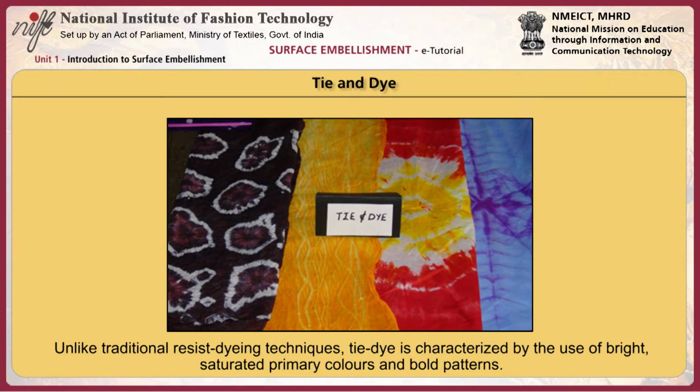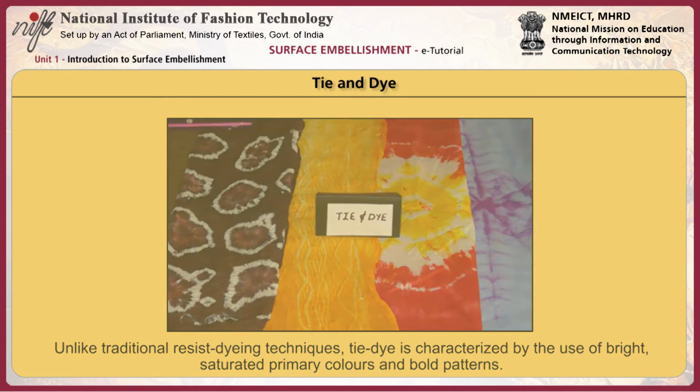Unlike traditional resist dyeing techniques, tie-dye is characterized by the use of bright, saturated primary colors and bold patterns. These patterns include the spiral, mandala and peace sign. And the use of multiple bold colors has become clichéd since the peak popularity of tie-dye in the 1960s and 1970s. The vast majority of currently produced tie-dye uses these designs and many are mass produced for wholesale distribution.